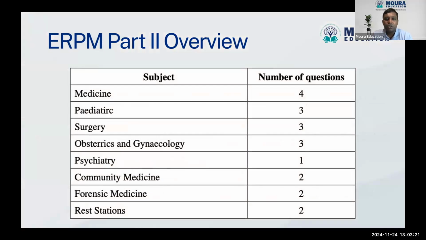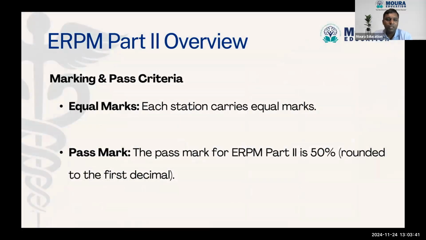Okay, so these are the numbers. Medicine will have 4 stations, pediatrics 3, surgery 3, obstetrics 3, psychiatry 1, community medicine 2, forensic medicine 2, and rest stations 2, altogether 20 stations. Equal marks, so you can't choose anything. You need to study everything. Pass marks are around 50% for all stations, so even Part 2. Altogether, you have to get 50% of marks to pass. If you fail, you need to repeat all the subjects in the next attempt.